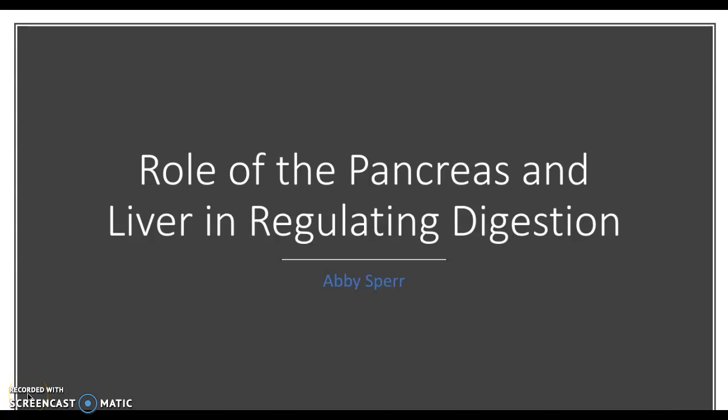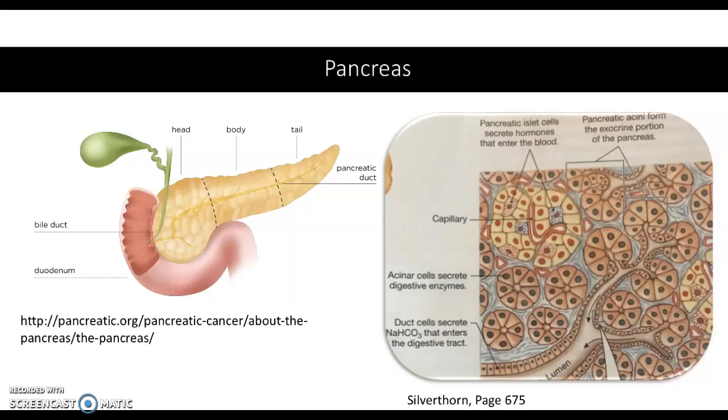So we are going to start today talking about the role of the pancreas and the liver in the regulation of digestion. So to start with the pancreas. The pancreas is both an endocrine and an exocrine organ. You can see the two types of cells in this cross-sectional image here.